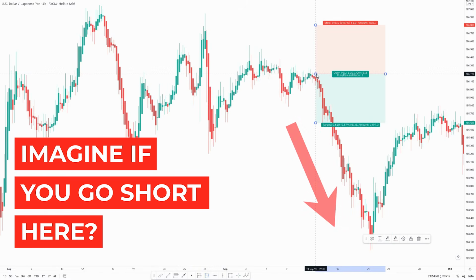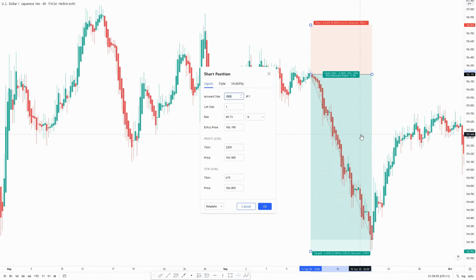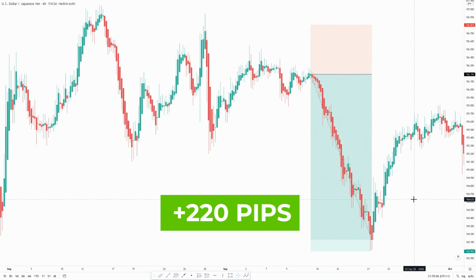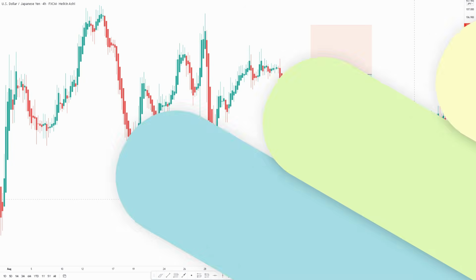Imagine going short right here and using a trailing stop to ride this downtrend all the way down. Well, these trade opportunities are possible to spot using the Heikin Ashi trading strategy we'll discuss today. Keep watching till the end and practice this method with the activities we've prepared for you.